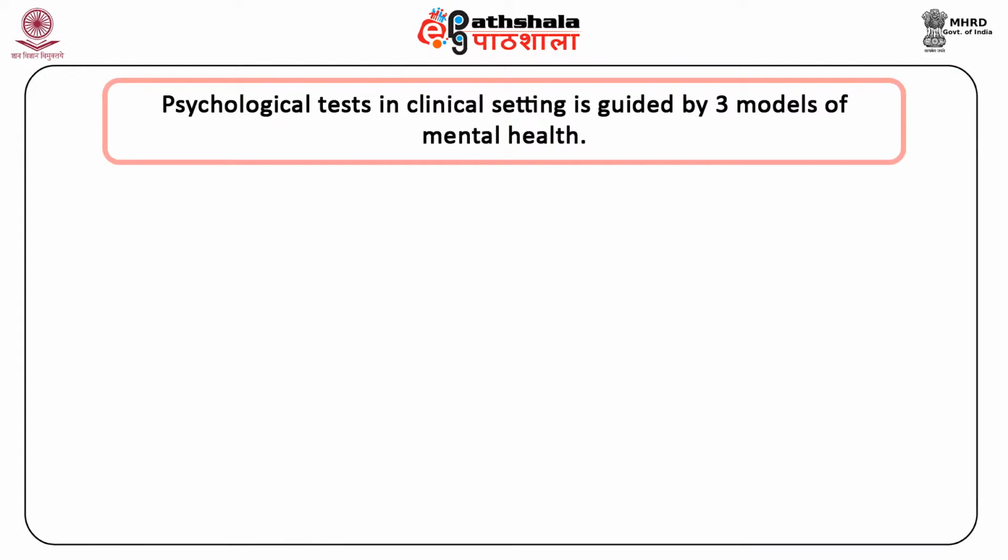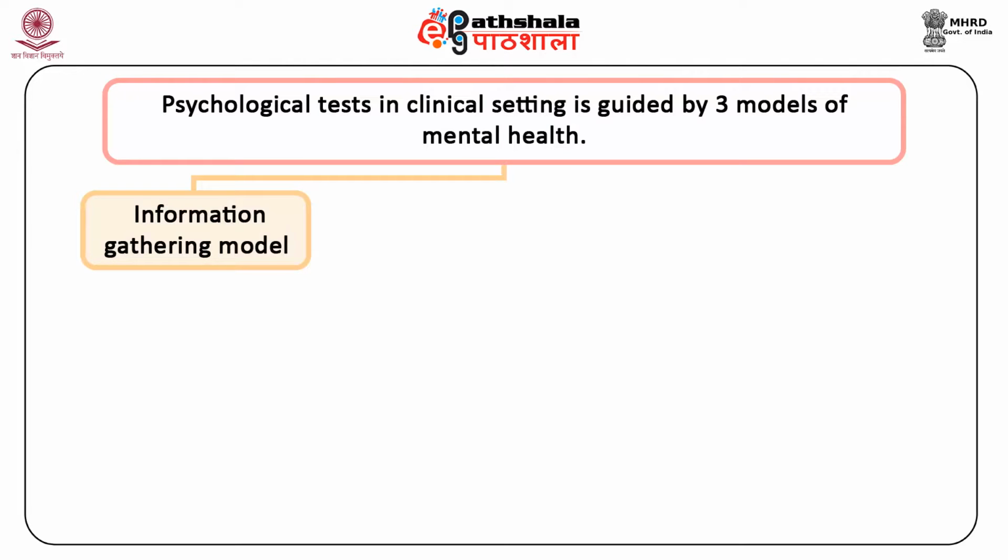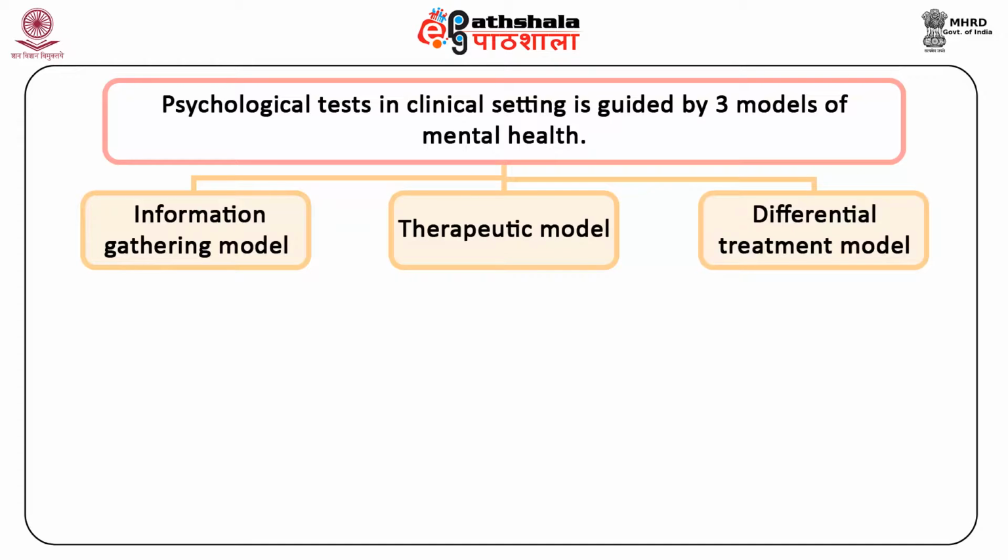In this module, we will understand the use of clinical assessment, the tests used for clinical assessment and focus on tests like Psychiatric Evaluation Form, Thorndike dimensions of temperament and Goodenough-Harris draw a person test to name a few. The use of psychological tests in clinical setting is guided by three models of mental health: the information gathering model, the therapeutic model, and the differential treatment model.